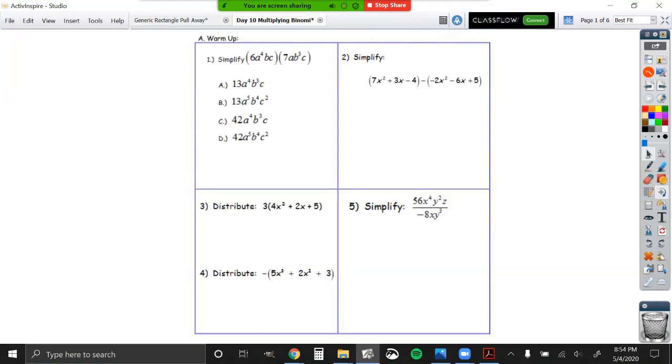Hello, welcome to the second day of multiplying binomials, or in this case polynomials, because there may be some others.